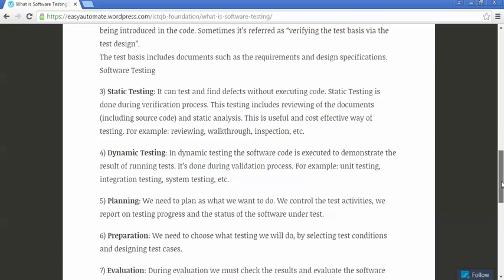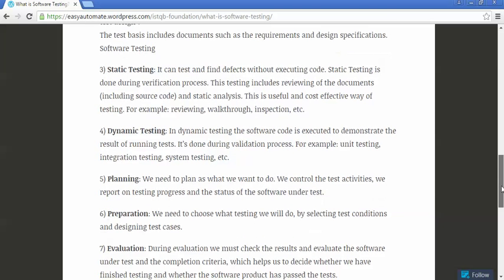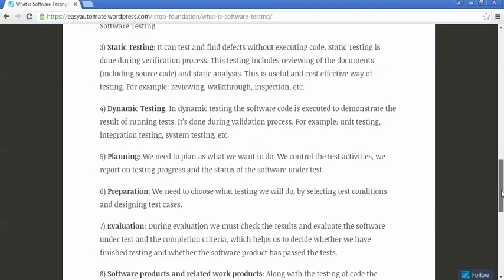Planning. We need a plan for what we want to do. We control the test activities, and we report on the testing progress and the status of the software under test. So planning is very important in software testing also. Preparation. We need to choose what testing we will do by selecting test conditions and designing the test cases. We prepare for testing.